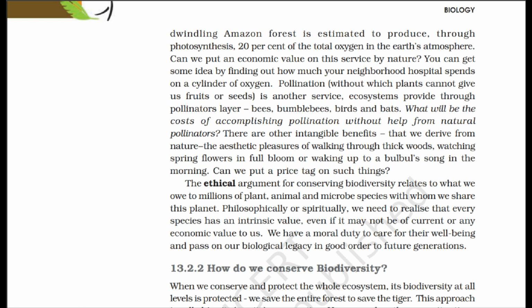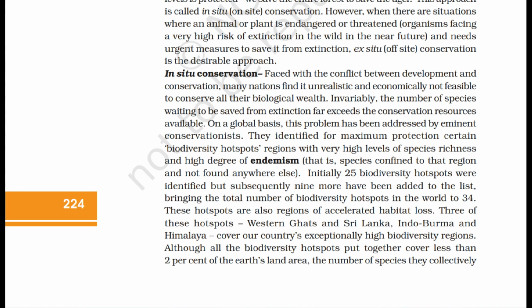When we conserve and protect the whole ecosystem, its biodiversity at all levels is protected. We save the entire forest to save the tiger. This approach is called in situ, on-site, conservation. However, when there are situations where an animal or plant is endangered or threatened, organisms facing a very high risk of extinction in the wild in the near future, and needs urgent measures to save it from extinction, ex situ, off-site, conservation is a desirable approach.